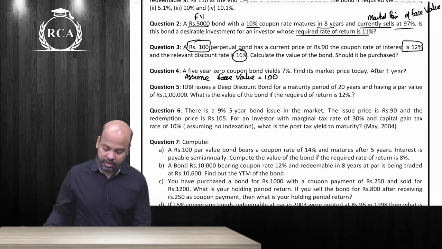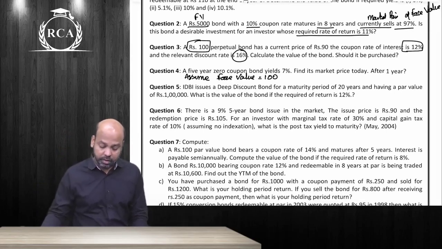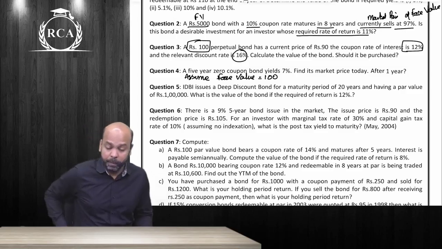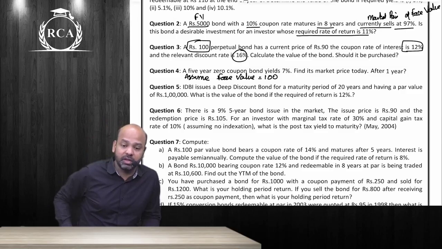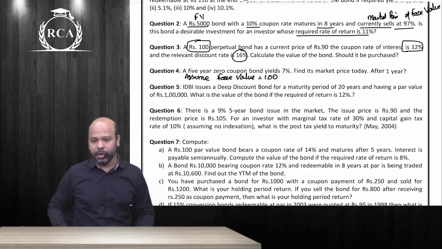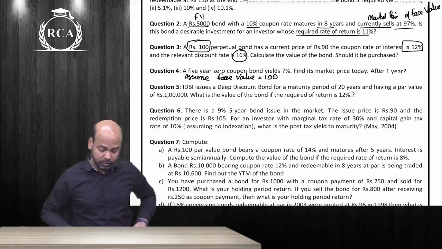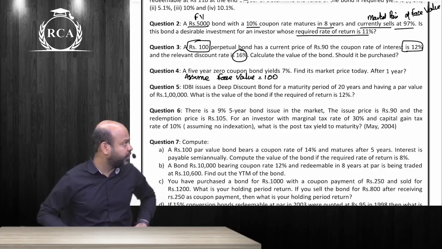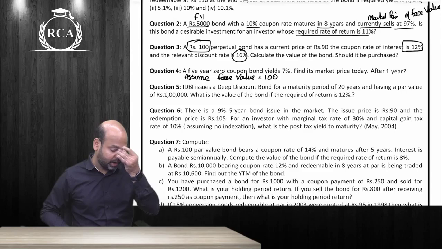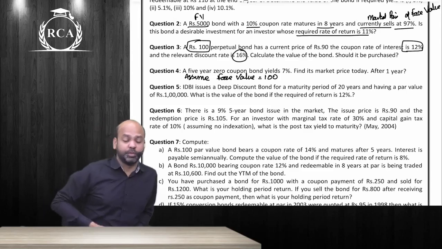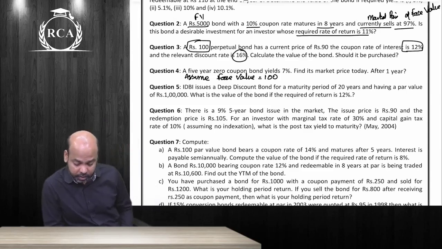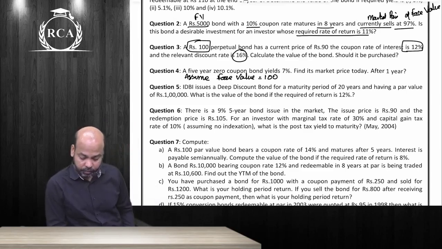IDBI has issued a deep discount bond for a maturity of 20 years, par value of 1 lakh rupees. What will be the value of the bond if the required rate of return is 12%? A deep discount bond is exactly the same as a zero coupon bond. There will not be any coupon payments every year. The bond will be directly redeemed at face value at the end of its maturity period. So the face value of the bond is 1 lakh. You're going to receive that 1 lakh after how many years? 20 years. You're supposed to discount all the cash flows at 12%.